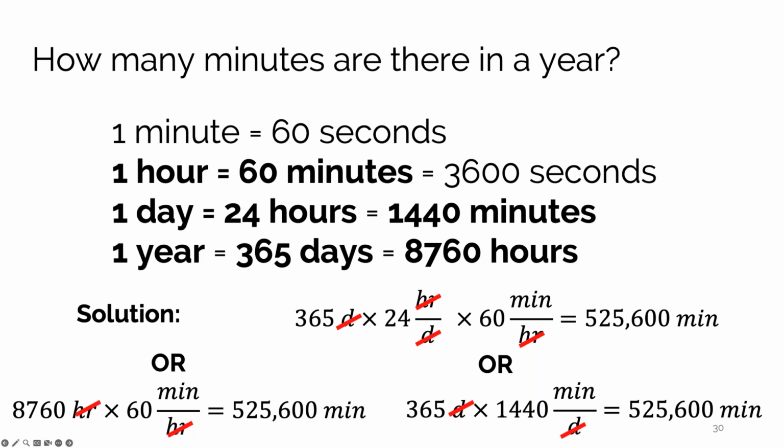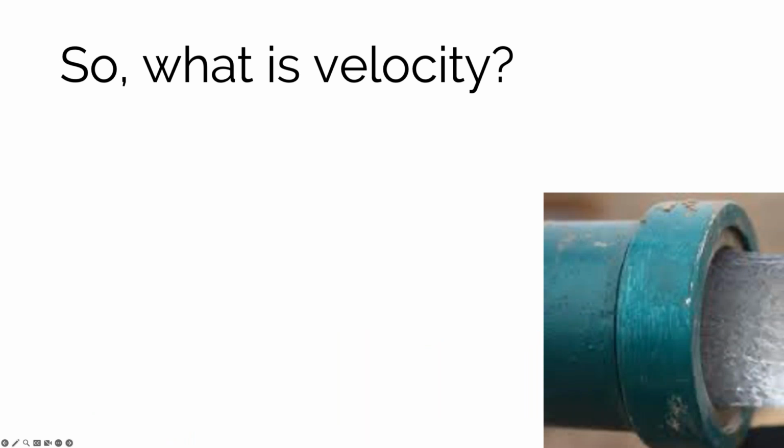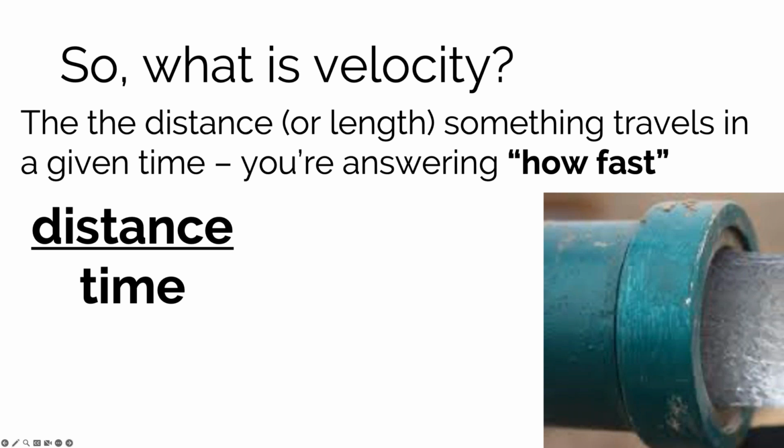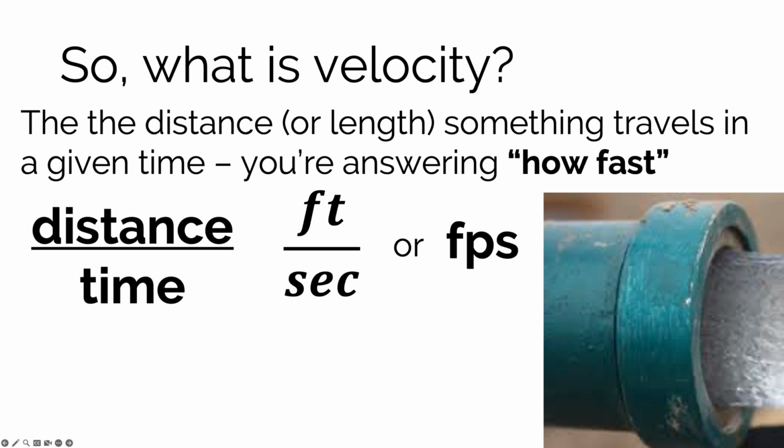So quick refresher on time, let's talk about velocity. What is velocity? It's speed, essentially. It's the distance or length that something is going to travel in a given amount of time. You're essentially answering a question, how fast is something moving? It's distance divided by time. That distance could be a length, but it's going to be in some units like feet over seconds or feet per second. Good thing to know when you look at these abbreviations, like FPS stands for feet per second.